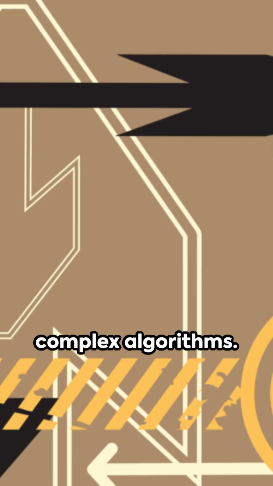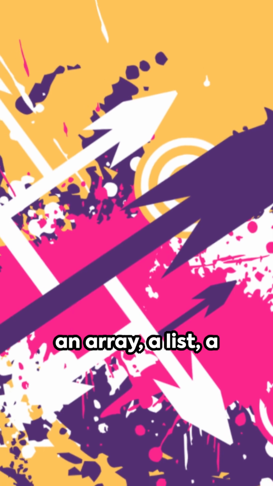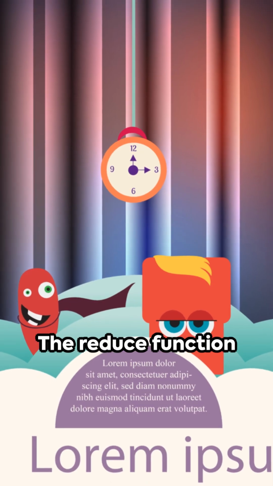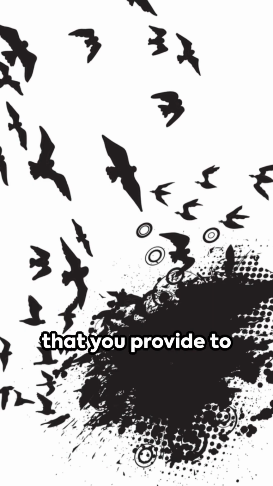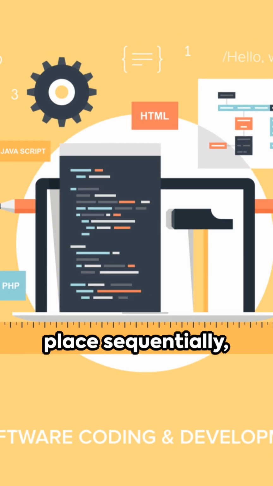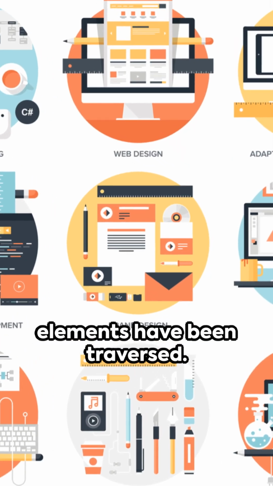many complex algorithms. Here's how it works. Imagine having a collection of items. An array, a list, a set, doesn't matter. The reduce function performs its magic by systematically applying a function that you provide to all these elements in the collection. This process takes place sequentially, taking one element at a time, starting from the first to the last. The result of each function application is then passed on to the next element, and this keeps happening until all the elements have been traversed.